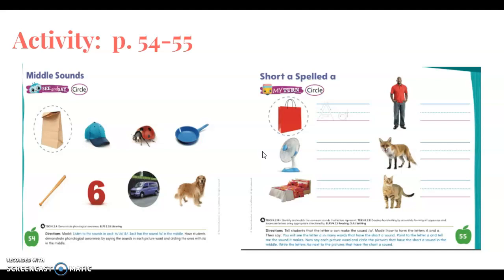So I'm going to tell you what our pictures are of. This is a f-a-n, fan. A b-e-d, bed. M-a-n, man. F-ox, fox. And a k-at, cat. Now you're going to try on your own. So complete pages 54 and 55 in your student journal.